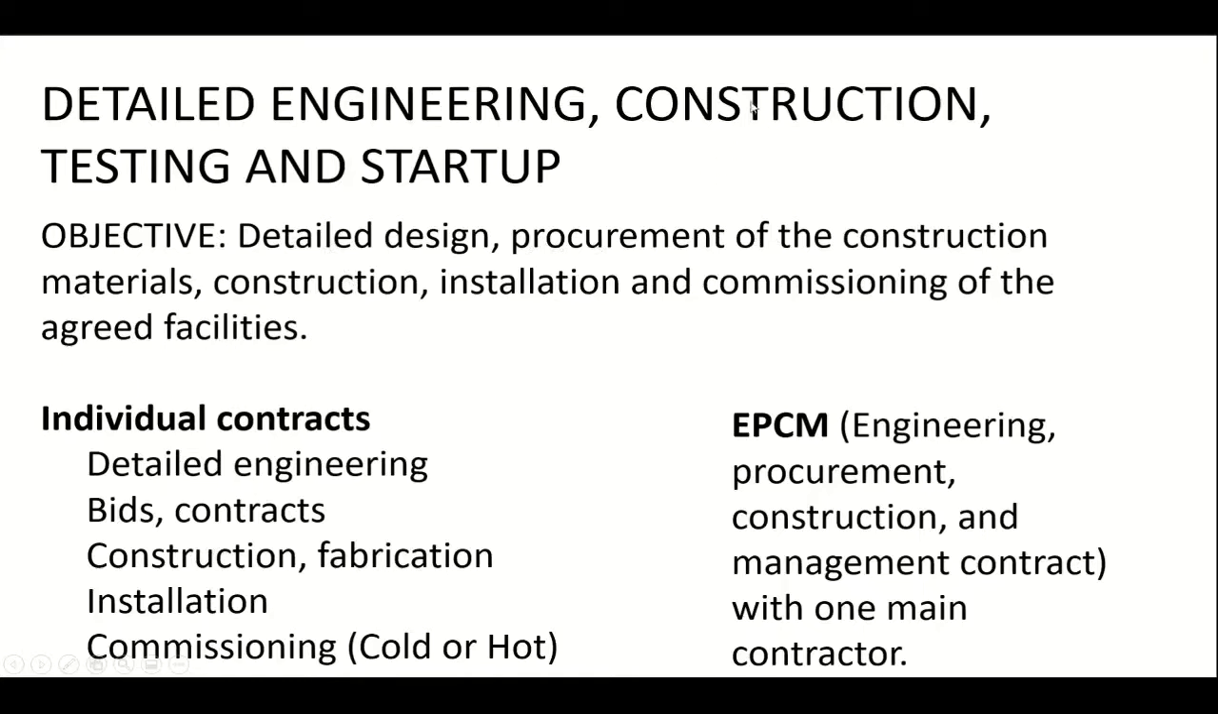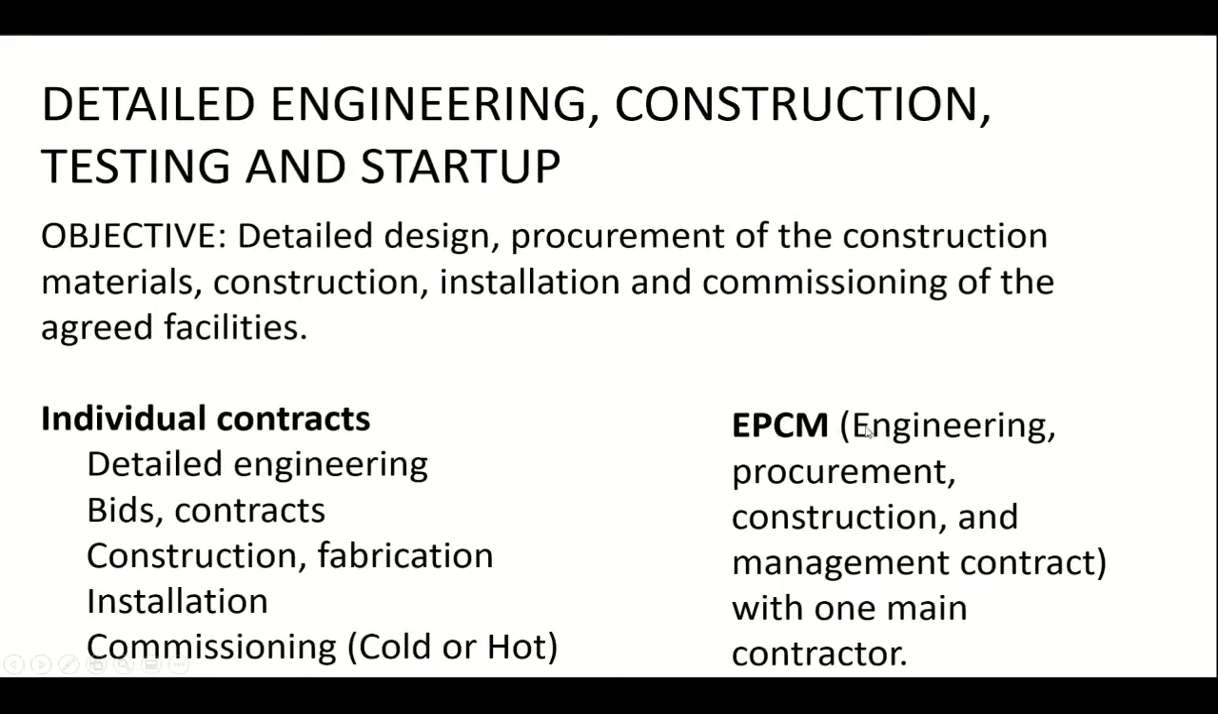And this can be done in two ways. One way is that the company establishes individual contracts with each contractor and each engineering company. But one of the problems is that the project management relies very heavily on the oil company. Okay, so here it has detail engineering, bids, you have to work with separate bids and contracts, construction, fabrication, installation, and commissioning. Well, there is another way, where you can make EPCM contracts.